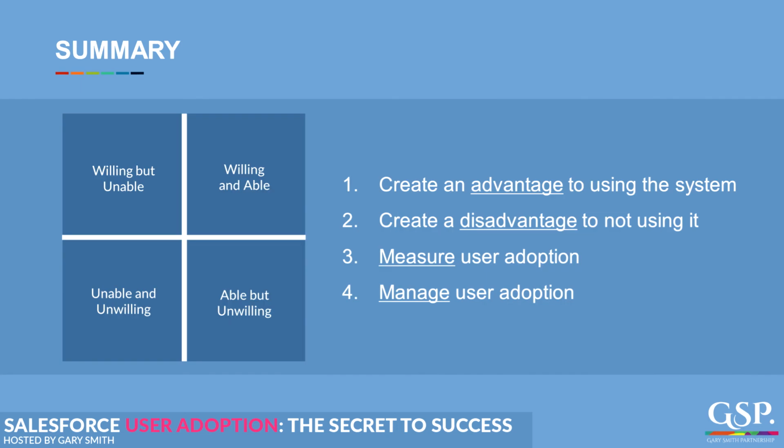So again, it's about deciding where your larger group of people are, where your company mindset is in terms of being able to use the system and being willing to use it, and then applying those strategies: an advantage to using the system, a disadvantage to not using it, measuring it, and managing user adoption. So it's about understanding where people are and then applying those 4 strategies, putting the emphasis where you believe it's most important based on where people are on this matrix.